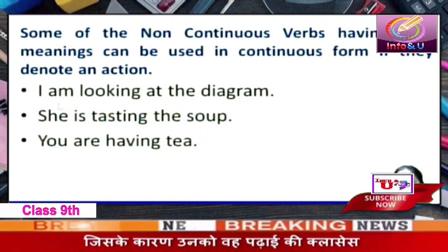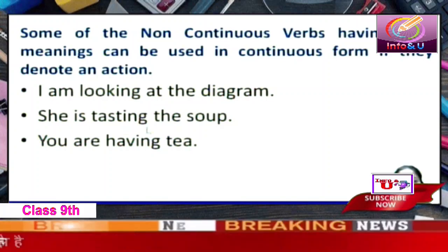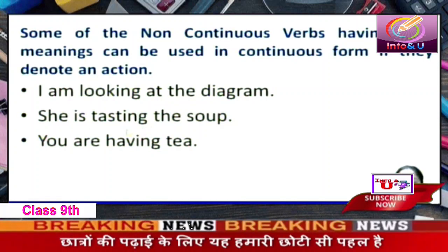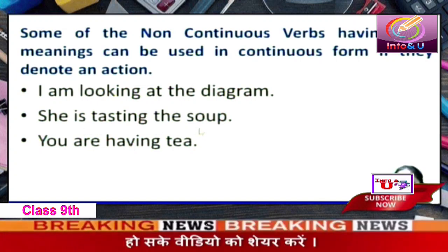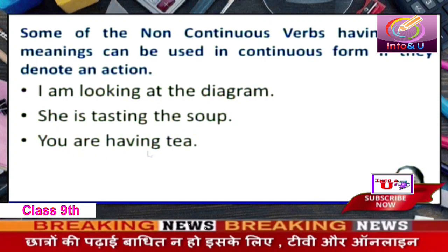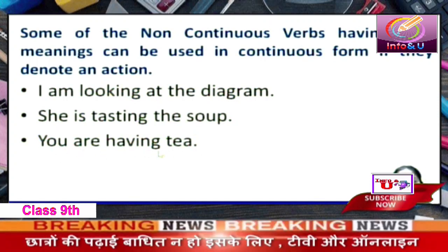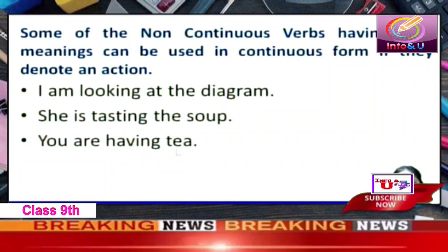But we say, you look sad. This is the state. She is tasting the soup. Here the action of tasting is taking place. So the continuous form is used. But we will say the soup tastes sour. Here the action is not taking place. We are just telling about the state of the thing. You are having tea. Here having does not mean possess. Here it means taking tea.